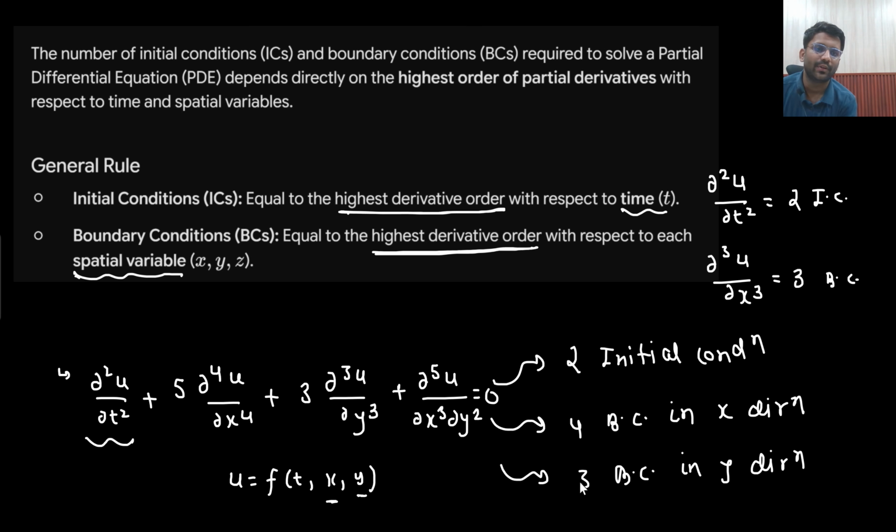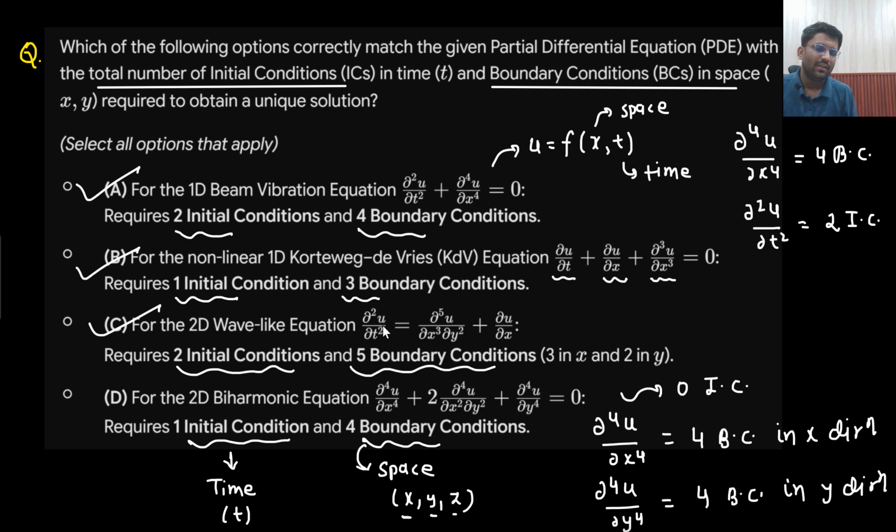Is that understandable to you or not? Okay, clear? So first of all, I will see with respect to time. The time variable will be t only, so 2 initial conditions required. Now space x, y, z. With respect to x, maximum it is differentiated 4 times, 4 boundary conditions. With respect to y, it is differentiated 3 times, 3 boundary conditions. Here, 2 boundary conditions. With respect to x, with respect to y, 3 times, 2 times, so total 5. 3 in x, 2 in y. Here 3 boundary conditions. Here 4 boundary conditions, 2 initial conditions, 1 initial condition.